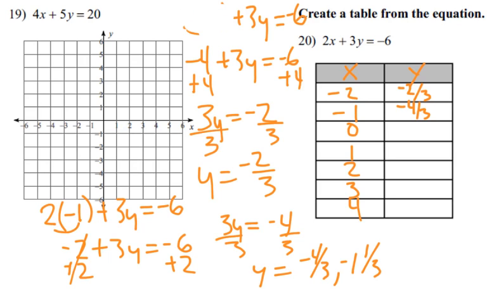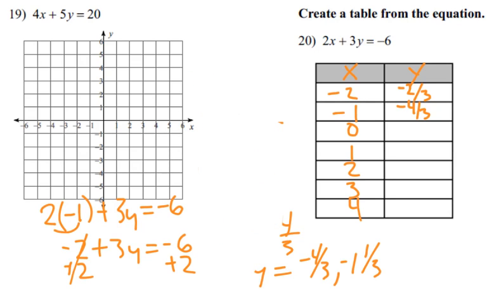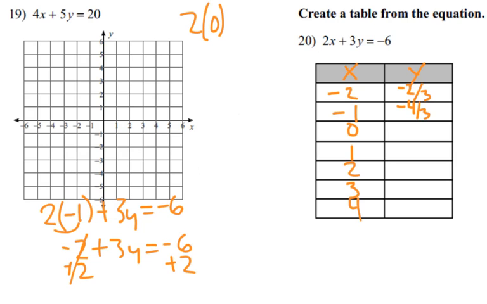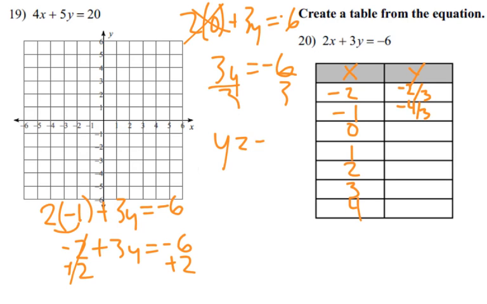Okay, then we do it for 0, and we're looking for that pattern, right? These numbers are kind of tougher to look at for a pattern, aren't they? So 2 times 0 plus 3y equals negative 6. So 3y equals negative 6 because that cancels. Divide by 3. We get y equals negative 2. Okay, so that one's kind of tougher to take a look at, isn't it? So it looks like we're dealing with subtracting, adding 2/3, or no, yeah, adding 2/3 probably is what's going on.